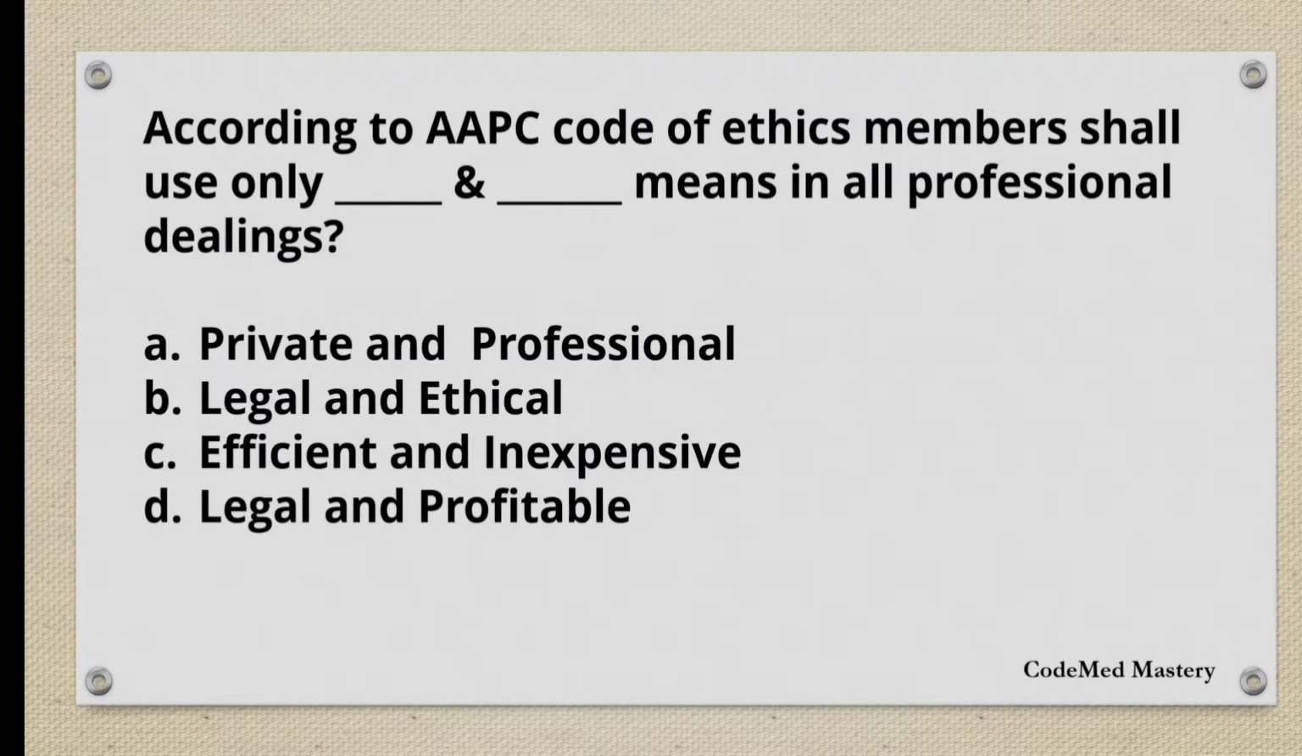According to AAPC Code of Ethics, members shall use only dash and dash means in all professional dealings. Option A Private and professional, option B legal and ethical, option C efficient and inexpensive, option D legal and profitable. The right answer is option B legal and ethical. According to AAPC Code of Ethics, members shall use only legal and ethical means in all professional dealings. Let us move on to the next question.